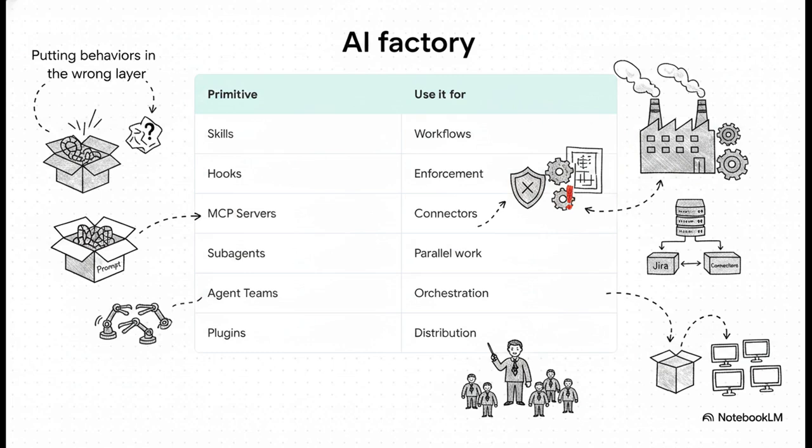Check this out. If you need repeatable knowledge, you build a skill. Want to automatically enforce a rule like blocking a bad commit? You use a hook. To connect with external tools, say pulling data from Jira or GitHub, you use MCP servers, which stands for Model Context Protocol. When you need heavy parallel lifting, you spin up subagents. For coordinating across multiple repos, you deploy agent teams. And finally, to distribute all of this genius to your team in a single command, you wrap the whole shebang in a plugin. Keep these layers separate, and your factory will run like a dream.